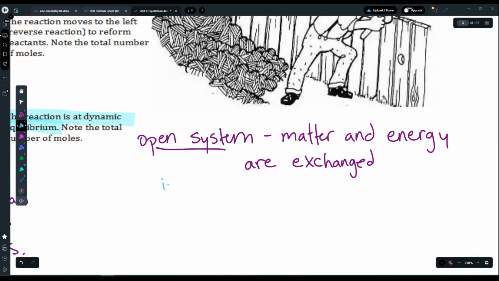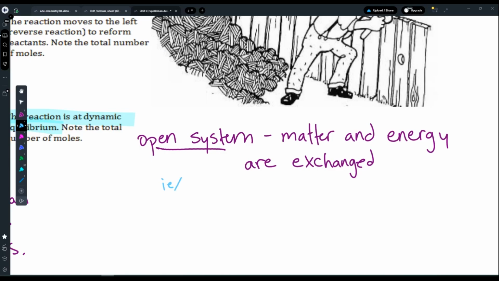So if I was to give an example of what an open system is, really a system can be anything, but in the context of chemistry, we often end up talking about reactions. But what I'm going to do is I'm going to give more real life examples here, just to make the definition a little bit more relatable here.